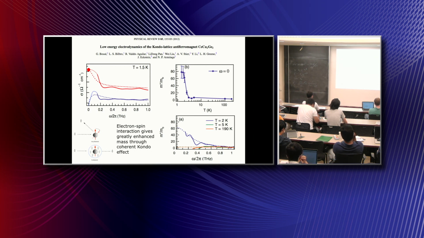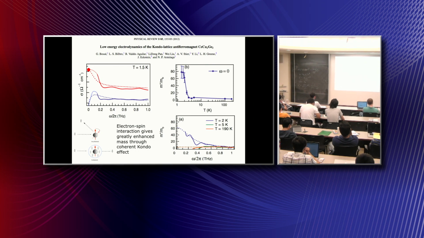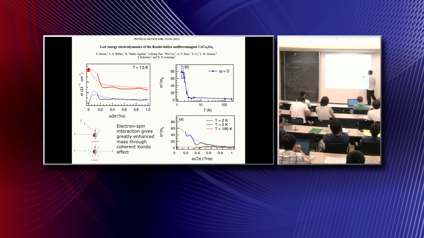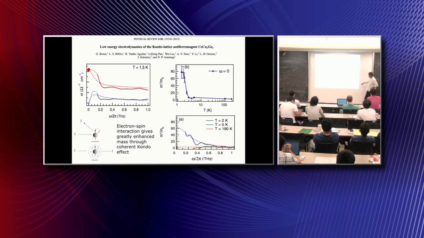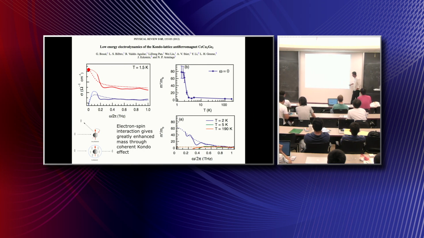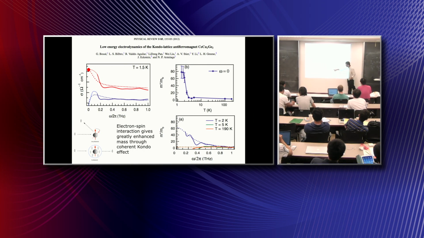Now, you can see a number of different interesting things happen. At low temperatures, the mass turns on. But we can also measure, we're going to come back to this point, or quantify what we know as the frequency-dependent effective mass. And so at low frequencies, the mass is large, but as we go to higher and higher frequencies, the mass recovers to some value which is not enhanced. Right?